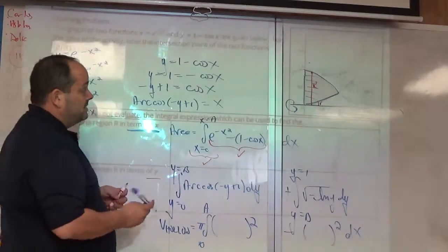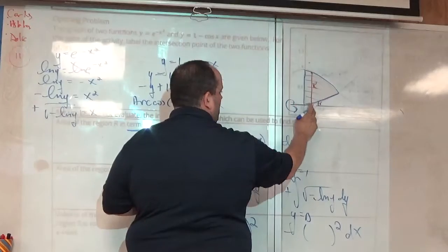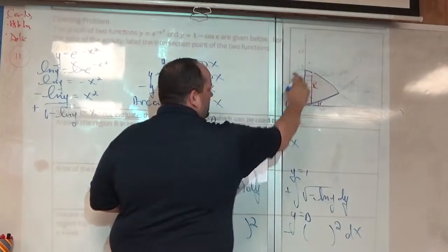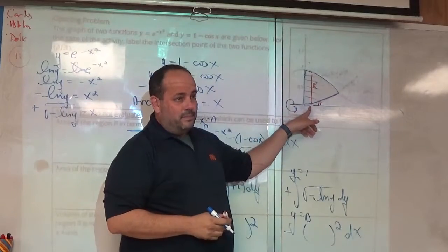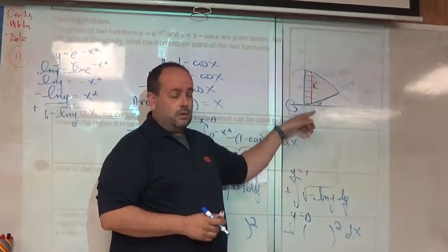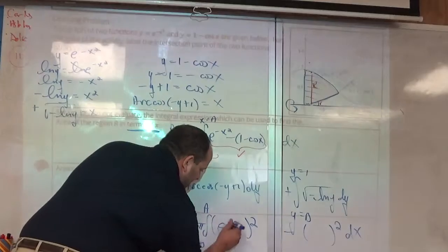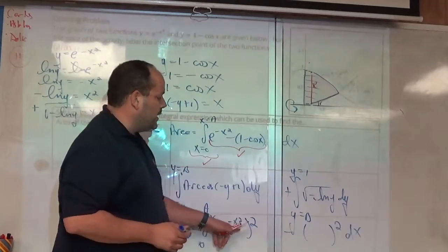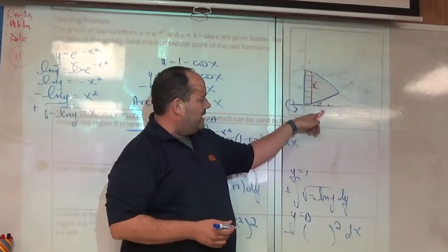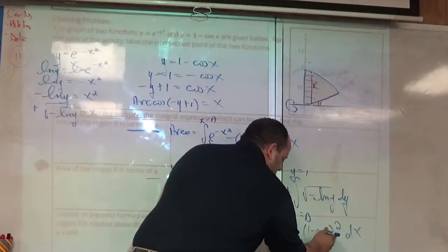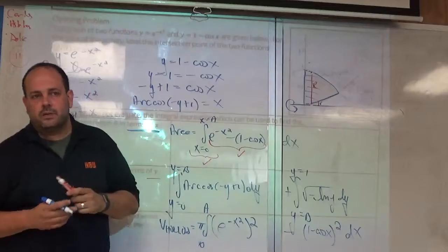How long is the big radius? From here to that top curve. Top minus bottom, e to the negative x squared. So this is e to the negative x squared minus your small radius. You go 1 minus cosine of x down to the x-axis is 1 minus cosine of x, the whole thing squared.